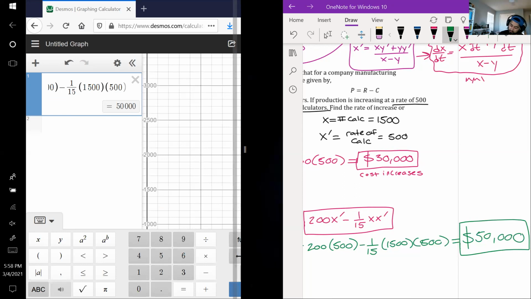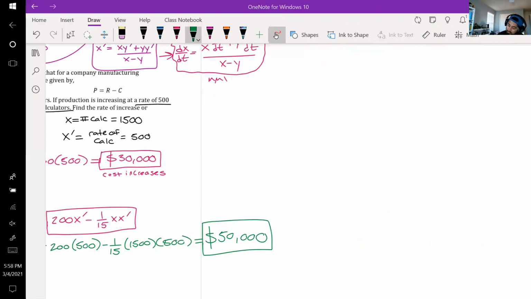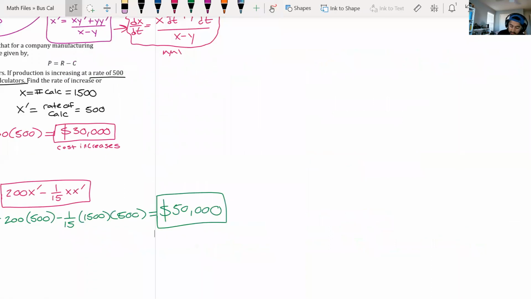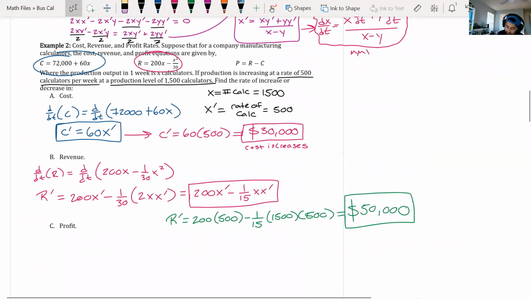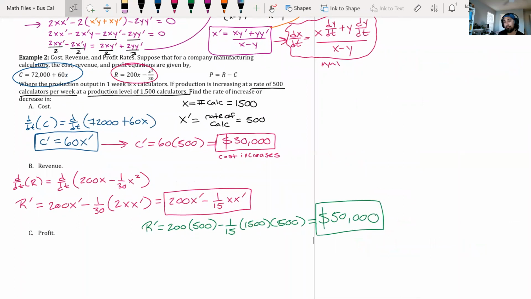Okay. Back to the notes. All right. And of course, interpret. So is that another positive answer? Yes, very much so. If we're producing 500 calculators per week, well, not only will costs increase, but revenue will also increase. Okay. And then profit.